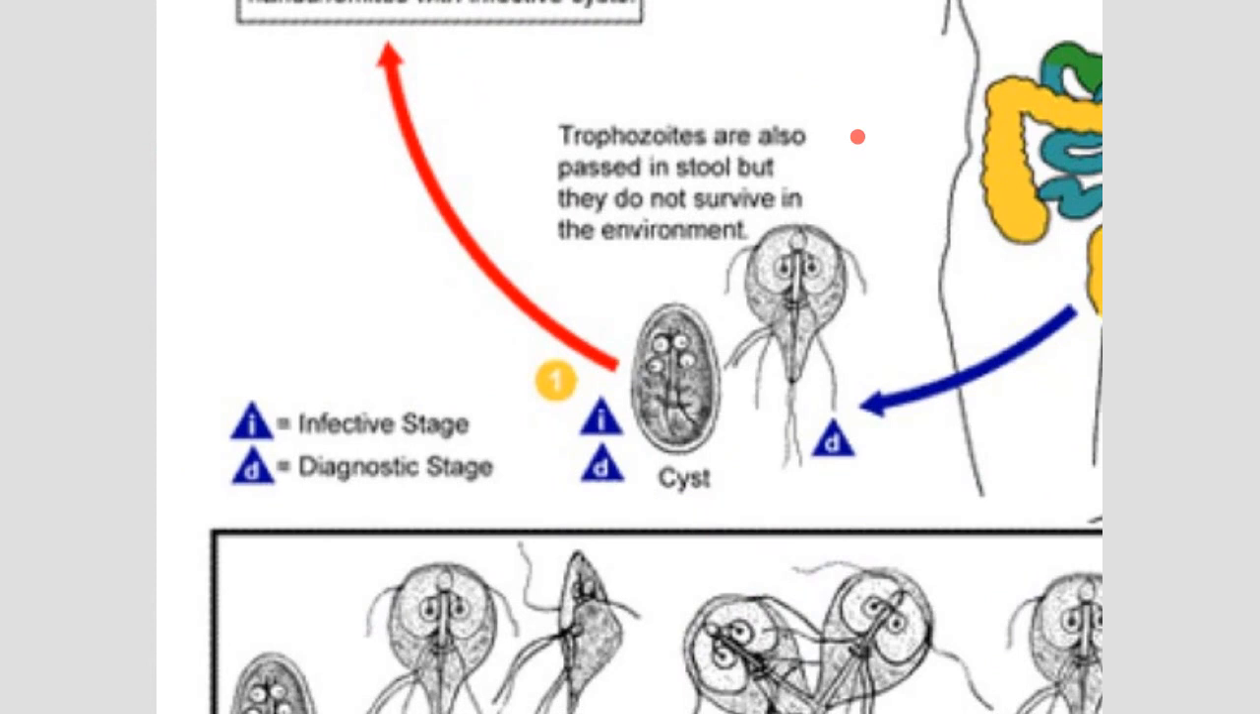So you can see from here, let's say the person is infected. Again, the same legend goes over here. You have I as an infective stage. You have D as a diagnostic stage. So the trophozoites, that's normally a question, what is passed in the stool? What are you looking for in the stool of a person who has giardiasis and presenting with diarrhea? So basically you are looking for trophozoites.